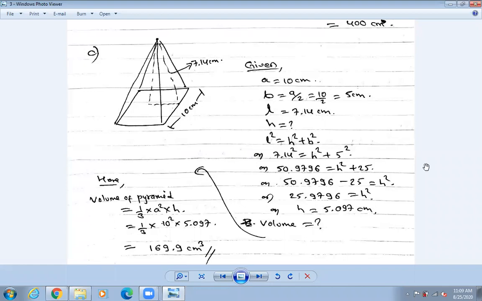Any problem? H was missing over here, that's why we found H by using this formula: L square equals H square plus B square. But if E is given, which formula do we use? E square equals L square plus B square. If H, L, B are involved, we use L square equals H square plus B square. So if something is missing, we use these formulas along with the volume formula, so that we can use all the formulas. Let me go for the next slide.